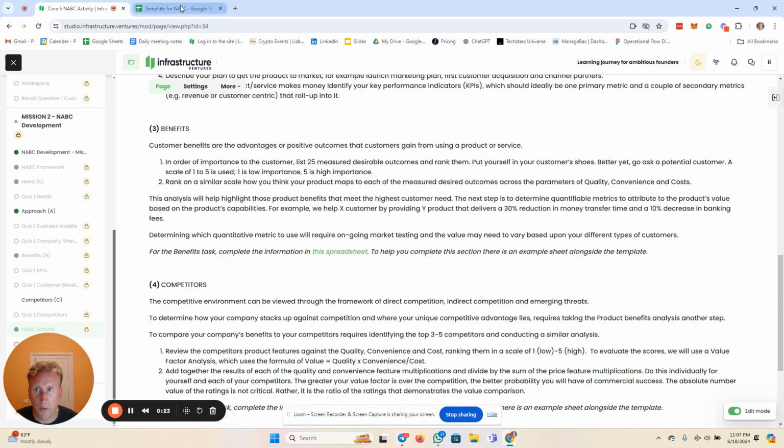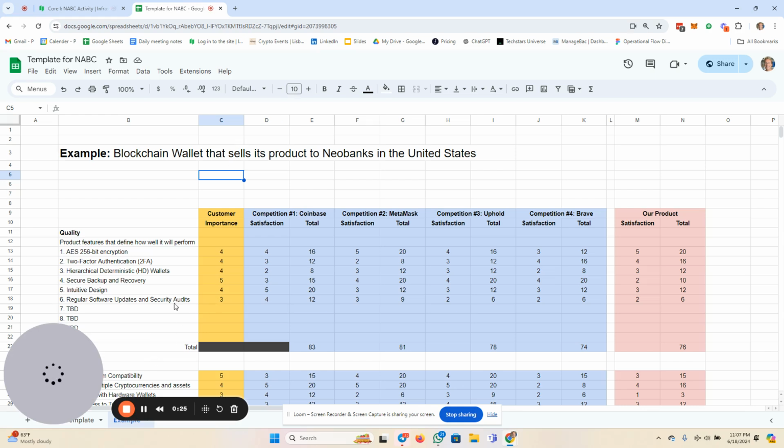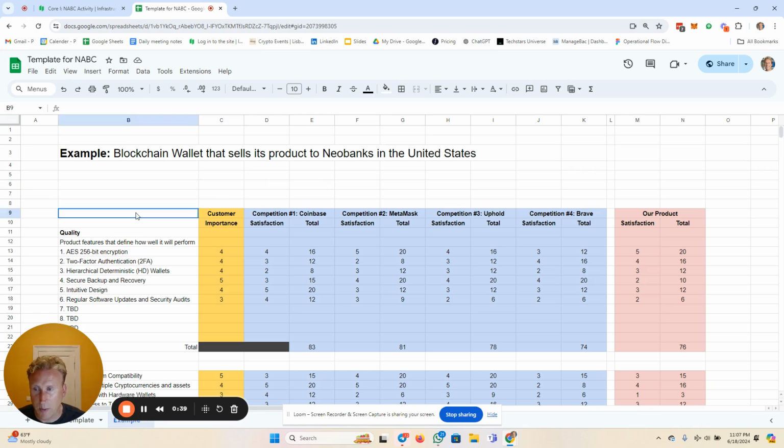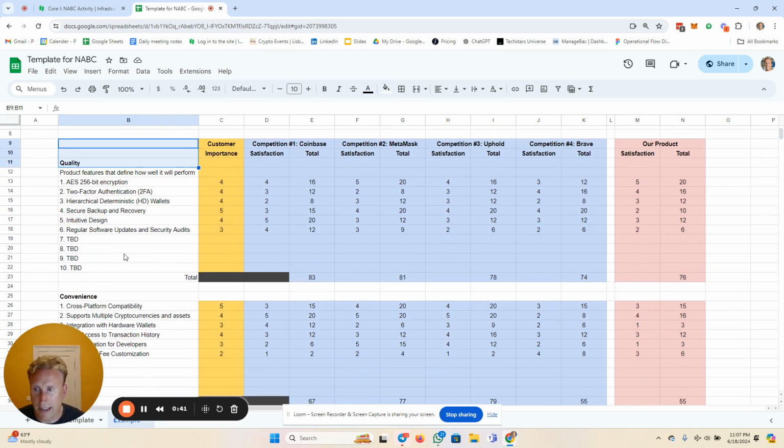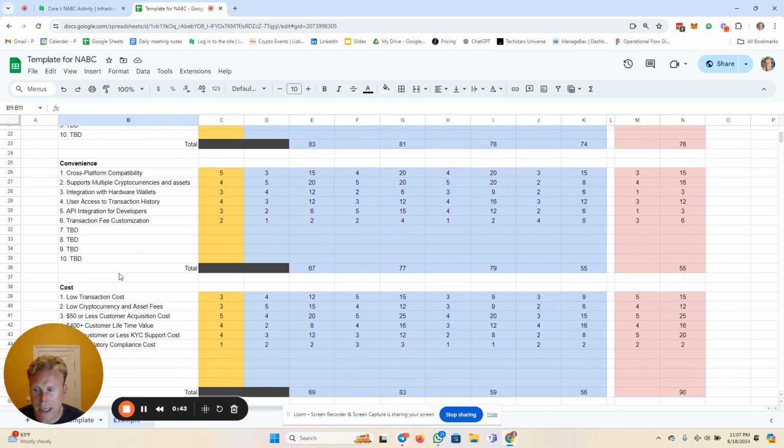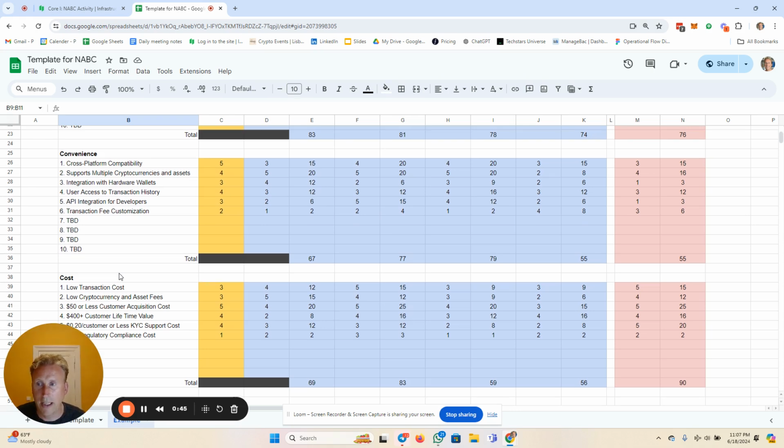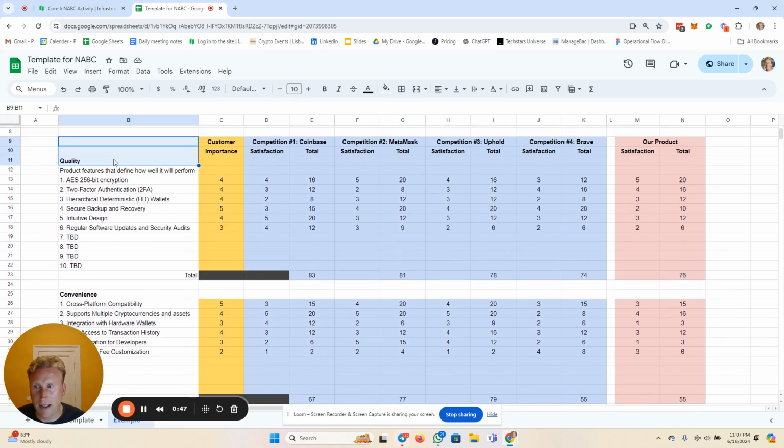So let's start out with what the spreadsheet has. It has two sheets, the template and then the example. I'm going to go through the example just to share with you what we're looking to accomplish here. The first step is to create, in this area here, column B, where you list out under the headings of quality, convenience, and cost for your product, these specific outcomes and advantages that you think your product can perform.